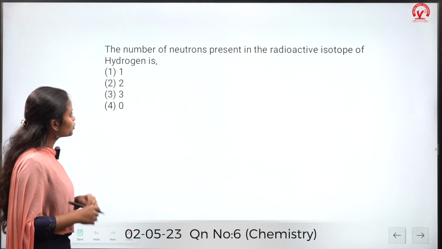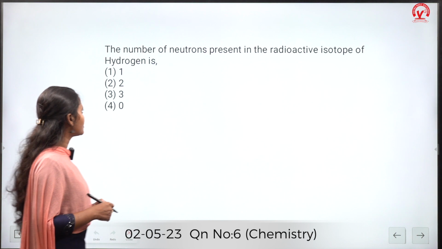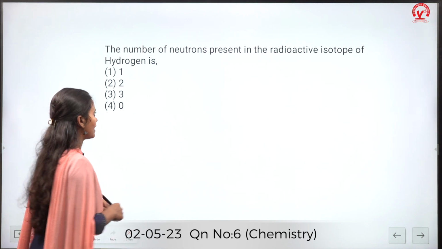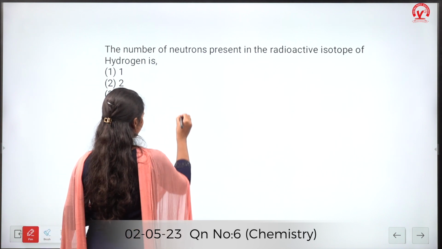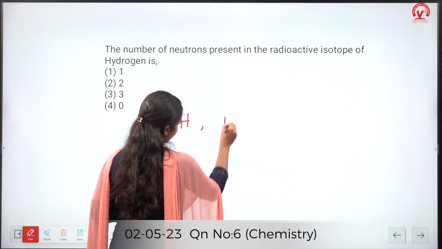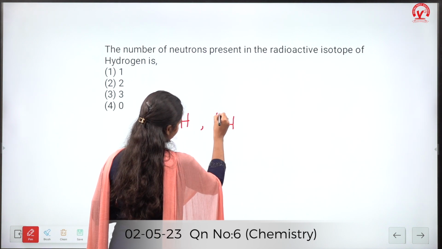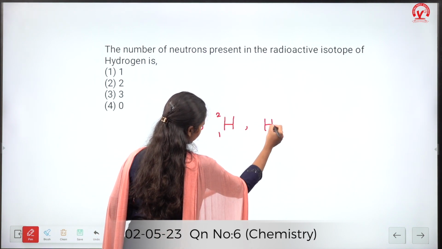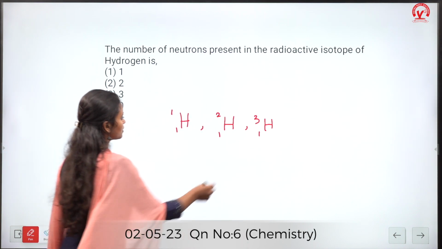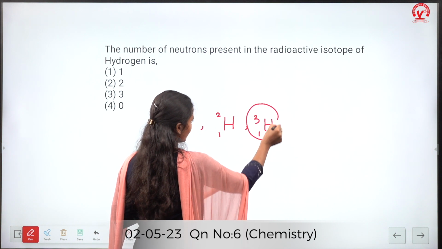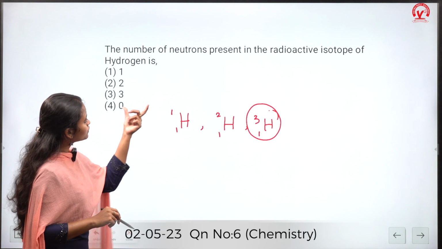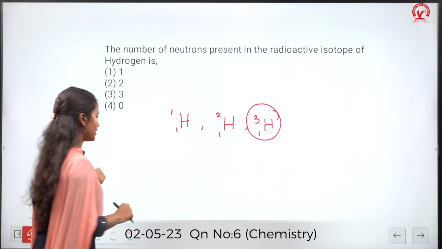The number of neutrons present in the radioactive isotope of hydrogen. First we have to know what all the isotopes of hydrogen are. One is protium, that is H1, second one is deuterium, and third one is tritium. Here this is the radioactive isotope. They are asking the number of neutrons present in the radioactive isotope.